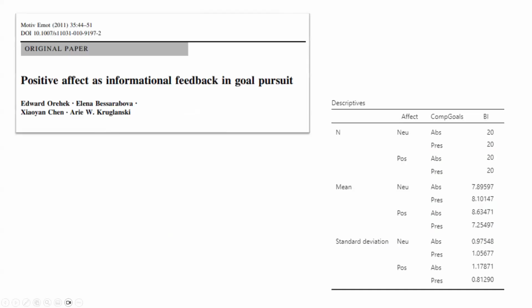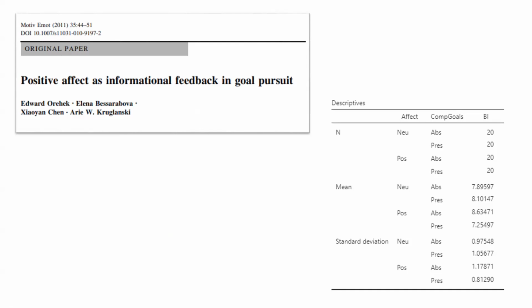I think that becomes easier to understand if you consider a concrete example. So here I have a paper by Orehek et al. where they were looking at the role of positive affect in the effort that you put towards pursuing a goal. And the background story in this paper is that there's different findings regarding positive affect. So being in a good mood with regard to how much effort you put towards a goal.